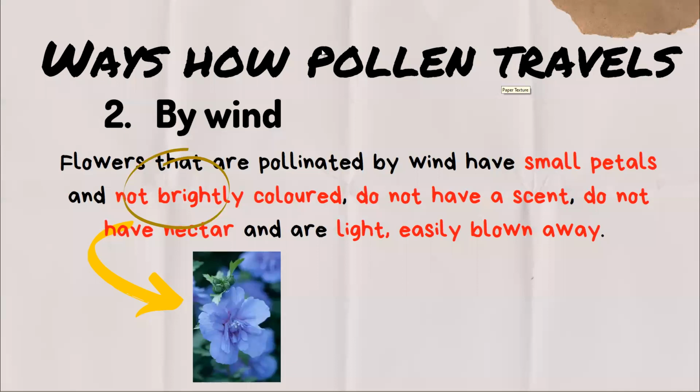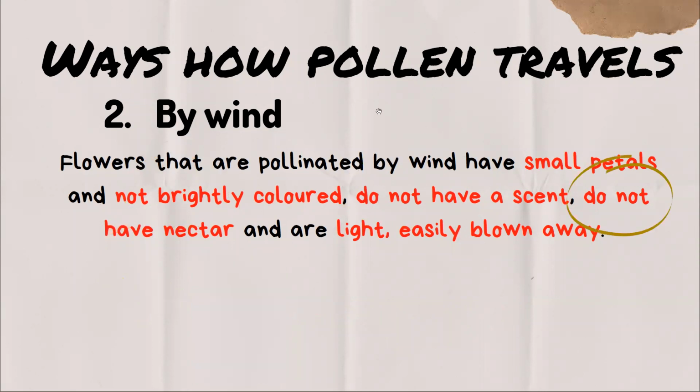Not brightly colored. Class, earlier I told you insects can only see white and yellow. The opposite would be colors like blue, gray, maybe even red or dark red. Those kinds of colors are not brightly colored, and that is why those flowers are pollinated by wind. This is quite easy too, right? Because I've already mentioned it earlier, right? Class, shall we?